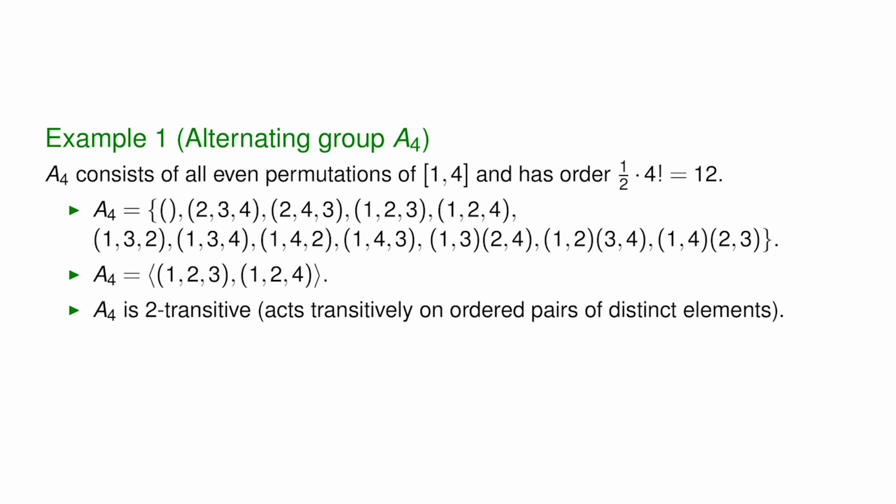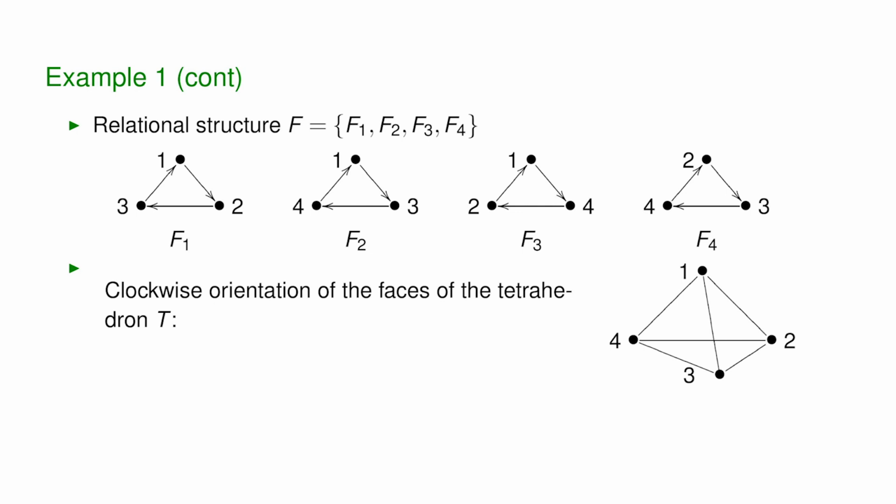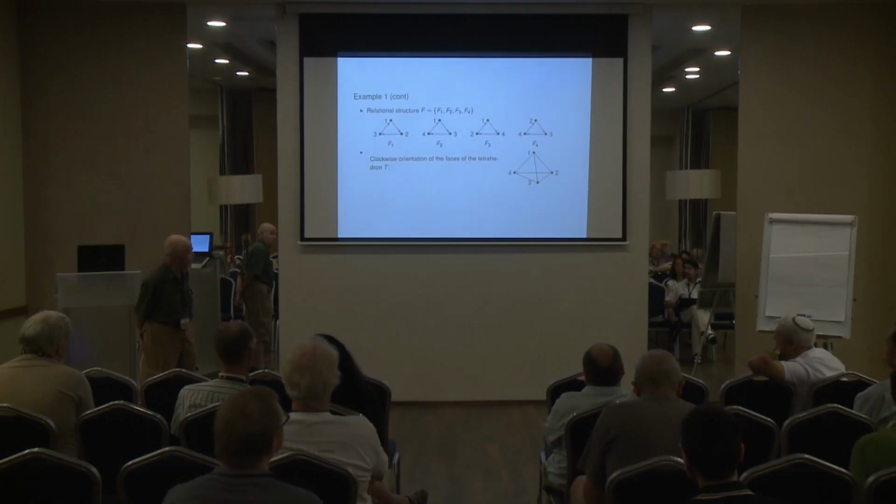So we say that we have, first of all, a list of permutations, given here. We can introduce A4 with two cycles of length 3. It is 2-transitive. This means that it's acting transitively on ordered pairs of points. And if I would like to introduce this group as an automorphism group of some relation, then this relation can be very easily described. I will give four oriented triangles F1, F2, F3, F4.